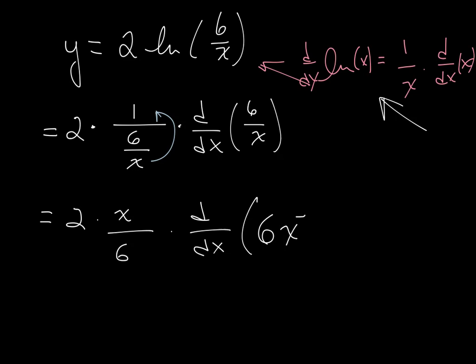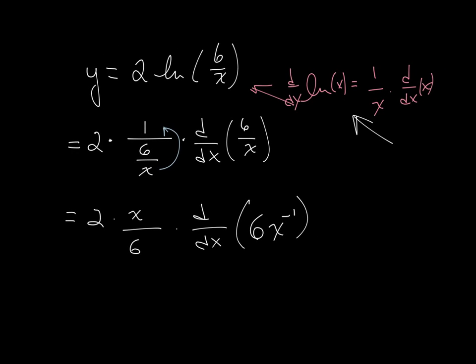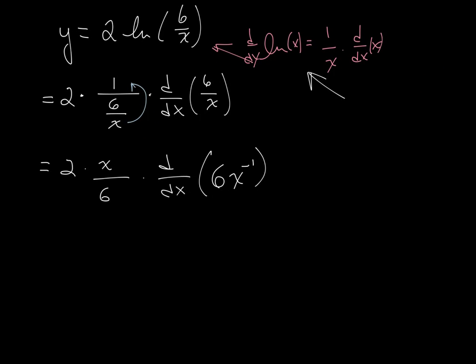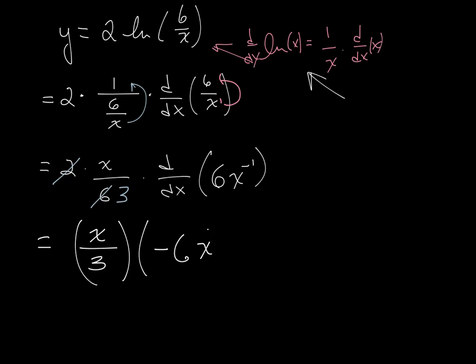I'm going to write 6 over x as 6 to the negative 1 because that brings my exponent up here to the top, and it makes this easy to take the derivative of because it's a power rule. Might as well this step, the 2 will go in there, so that becomes 3. So I get x over 3 times this derivative, which is going to be negative, bring the negative 1 down, subtract 1. So I have x over 3.